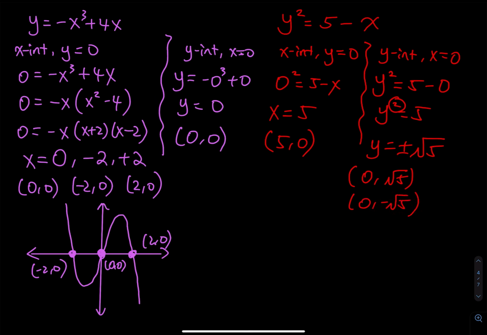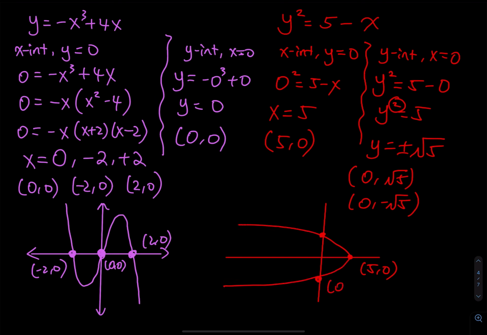What does the graph look like? The graph looks like a sideways parabola. The graph looks like this. You have an x-intercept at (5, 0), and then two y-intercepts, one at (0, √5) and one at (0, -√5). Let's make that symmetrical, like that. It is a sideways parabola. So this is (0, -√5), and the one on top is (0, √5).